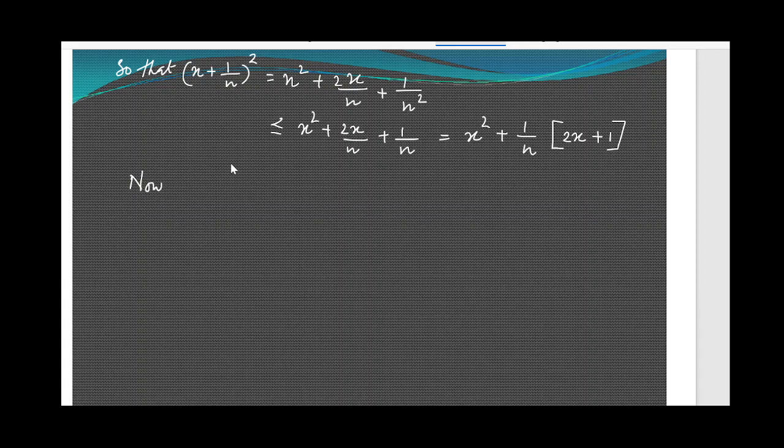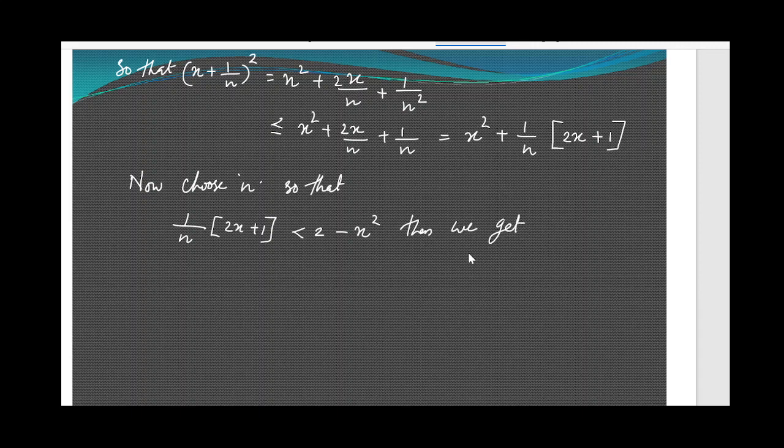Now choose n so that (1/n)(2x+1) is less than 2 minus x square. Okay, so select n so that (1/n)(2x+1) is less than 2 minus x square.